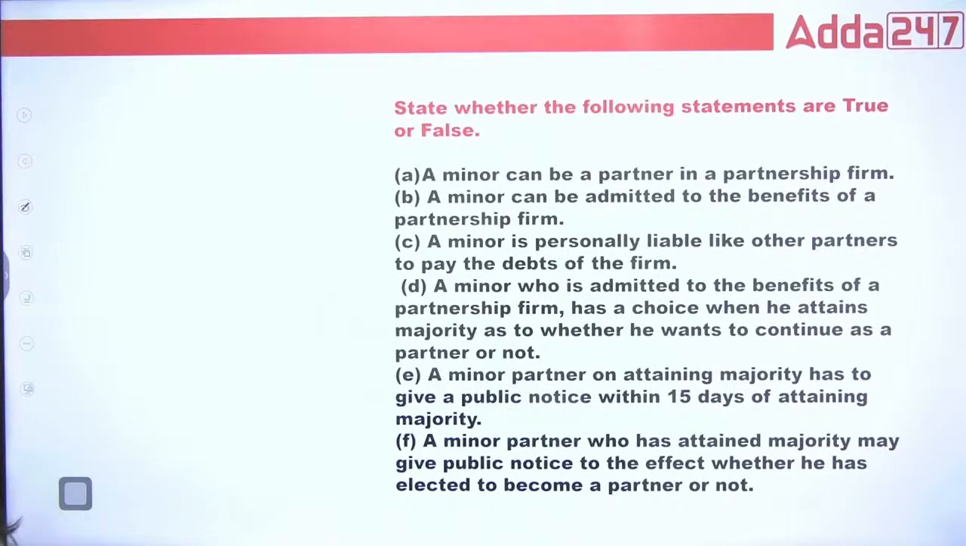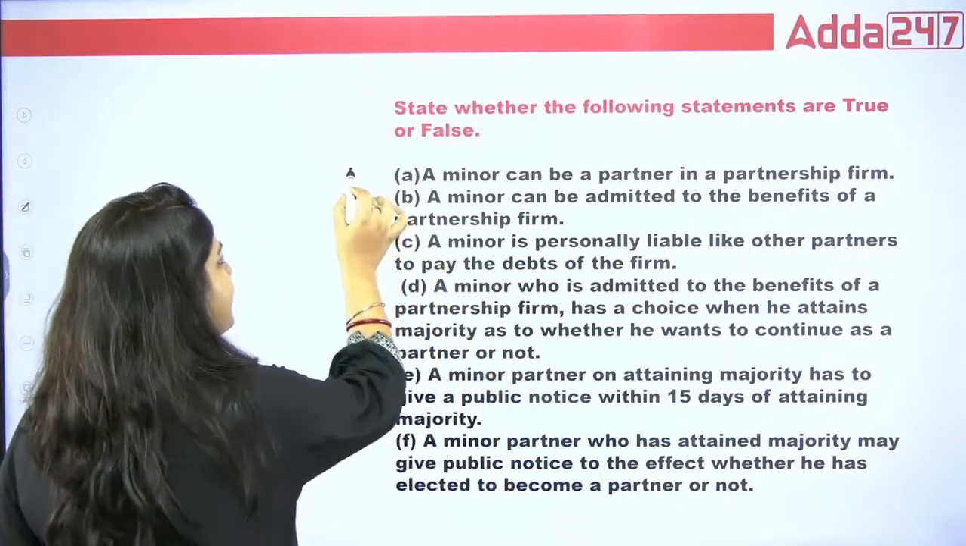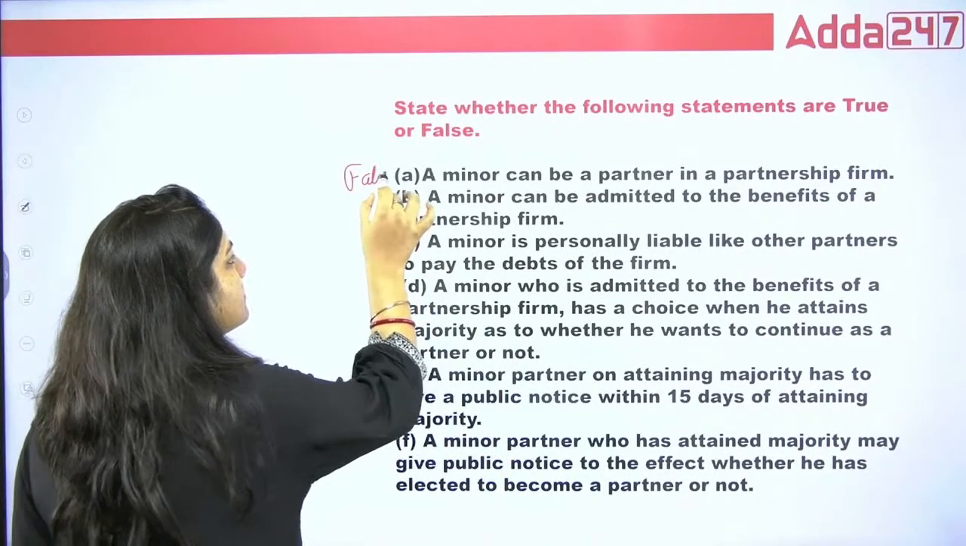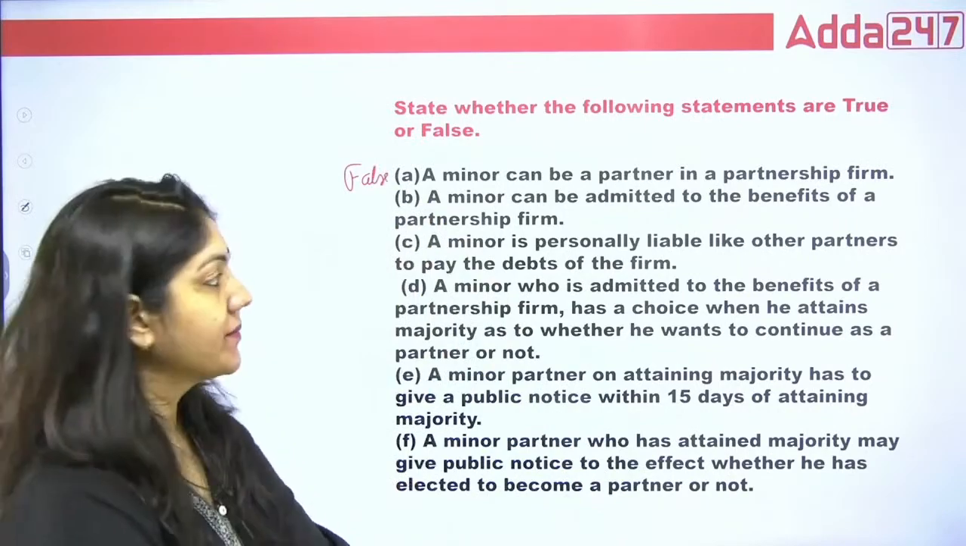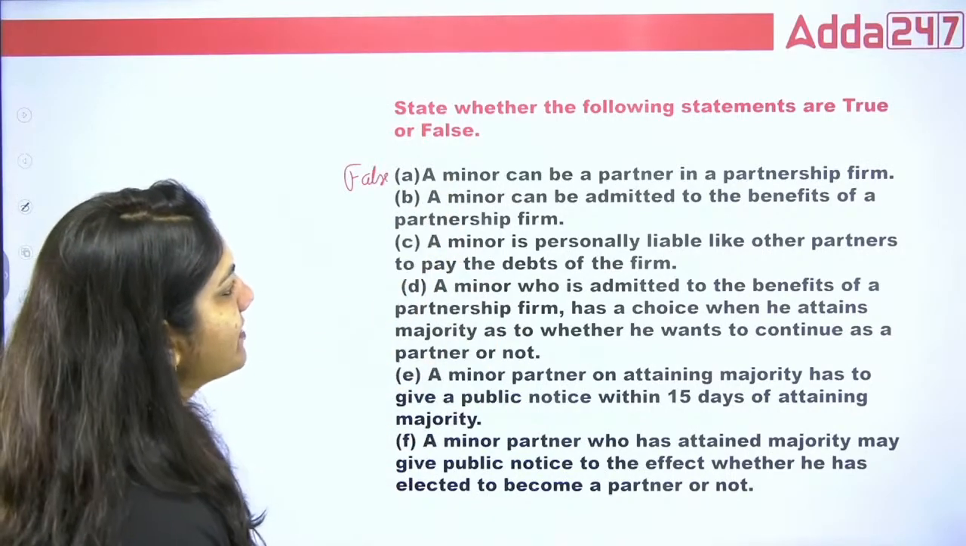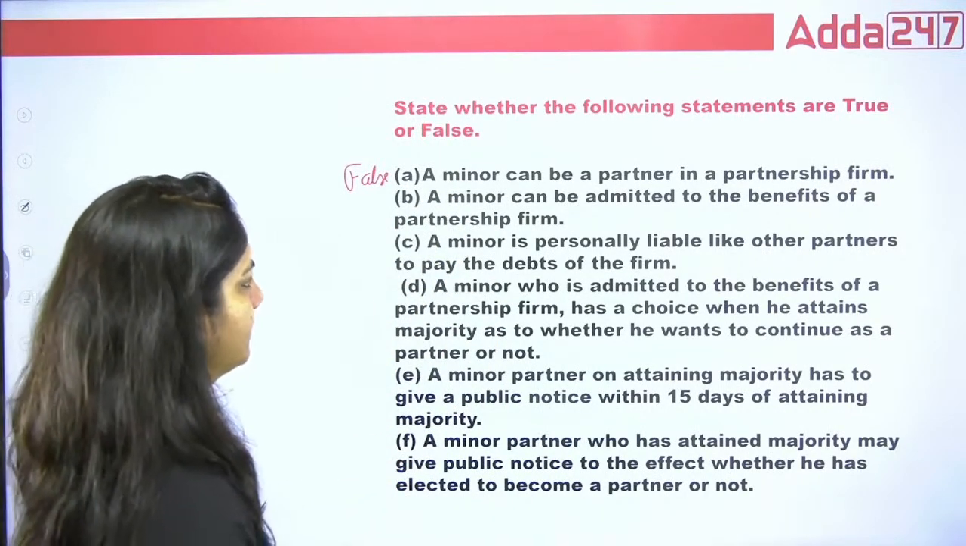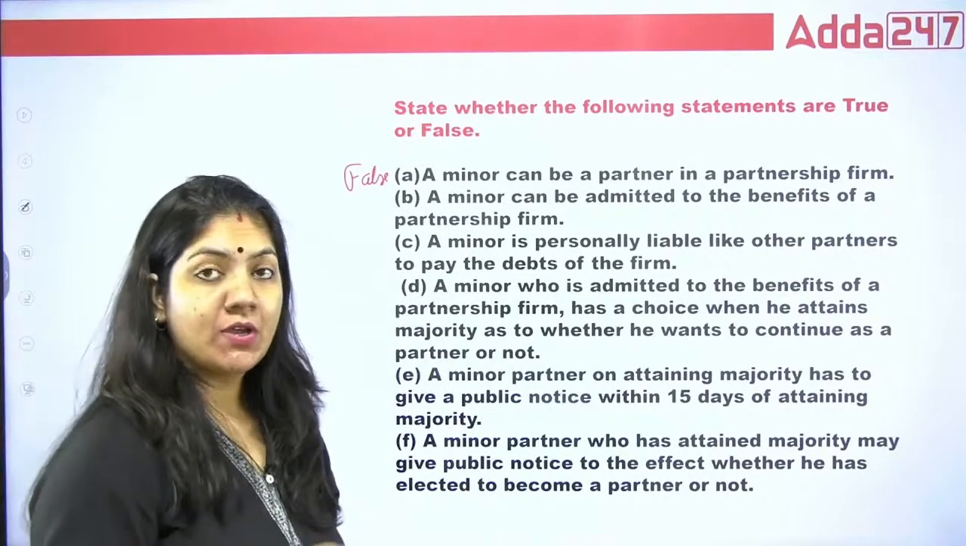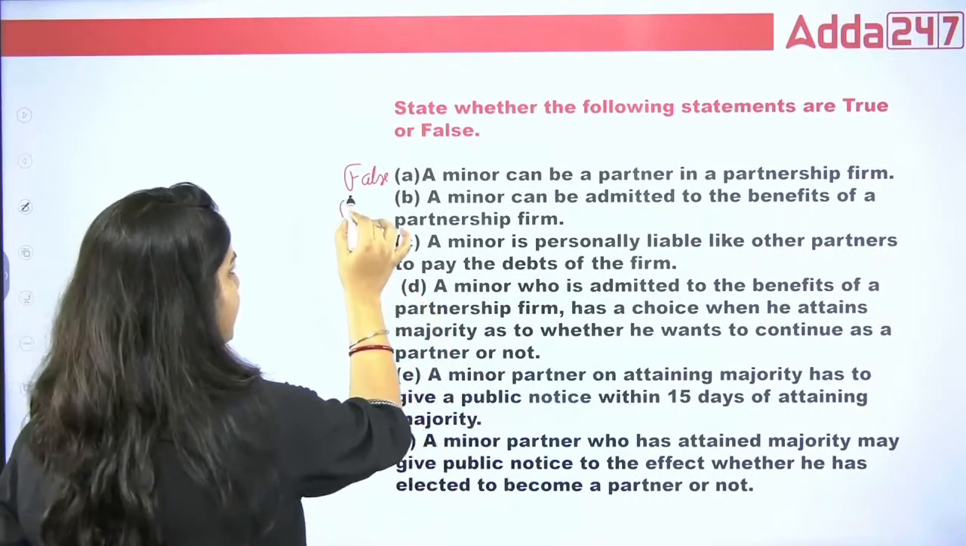A minor can be partner in a partnership firm. That is absolutely wrong. Minor cannot become the partner. A minor can be admitted to the benefit of partnership firm. Yes, this is true.